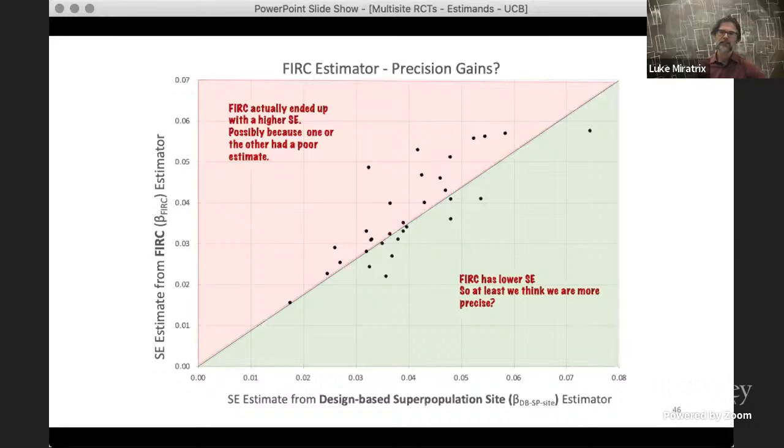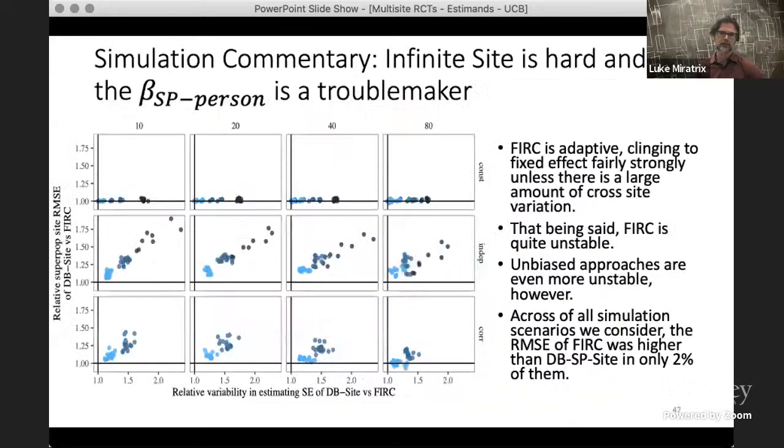To explore that, we did a series of simulations and came to the conclusion that this is due to instability in the design-based estimator. If you actually look at the design-based estimator's performance in terms of estimating standard errors, it's really, really shaky. It's a hard thing to estimate cross-site impact variation. And so if you're relying on that to get your standard error estimate, you can end up in all sorts of weird places, which is what that shows.